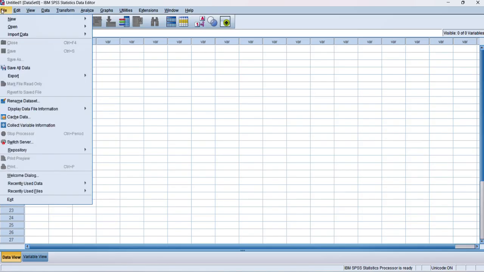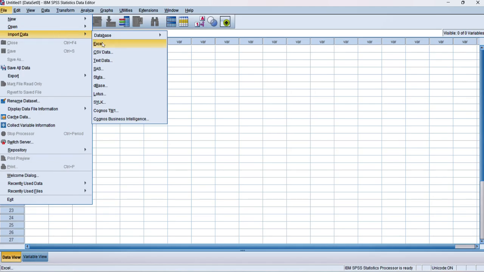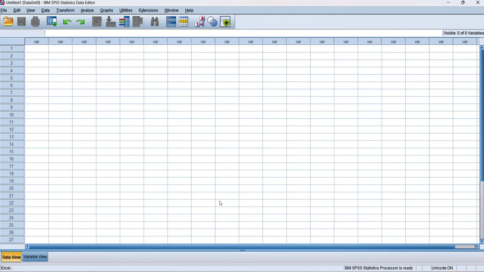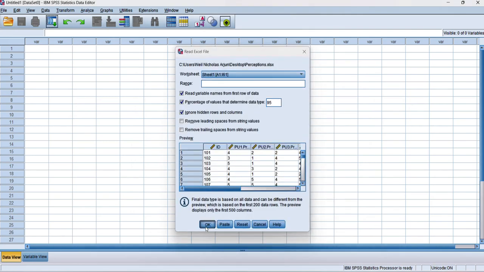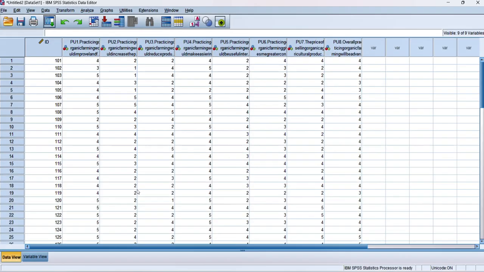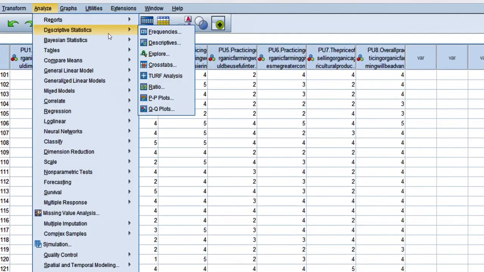To add data, go to File, click on Import Data, and select your data type. I have added data based on the perception recorded on a 5-point Likert scale, where 1 indicates strongly disagree to 5 indicates strongly agree. To calculate descriptive statistics, go to Analyze, click on Descriptive Statistics, and go to Frequencies.